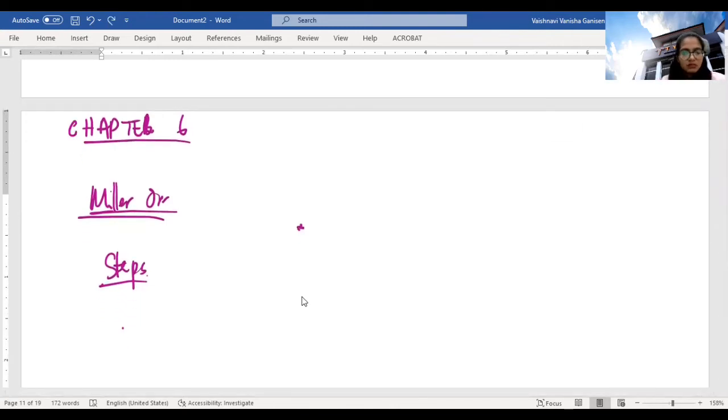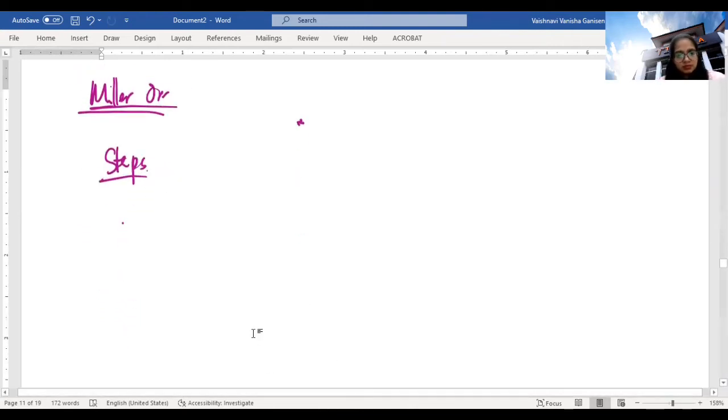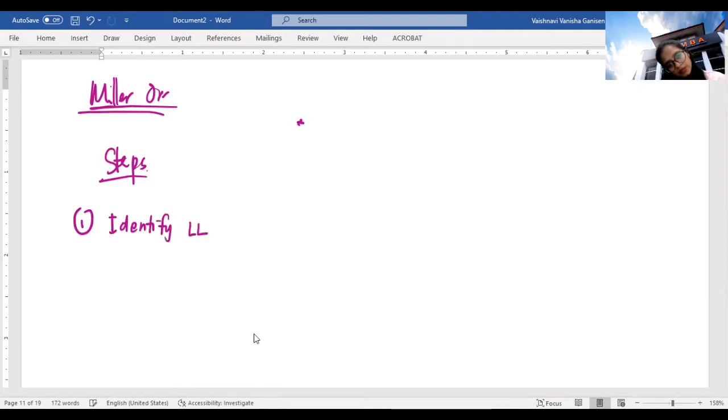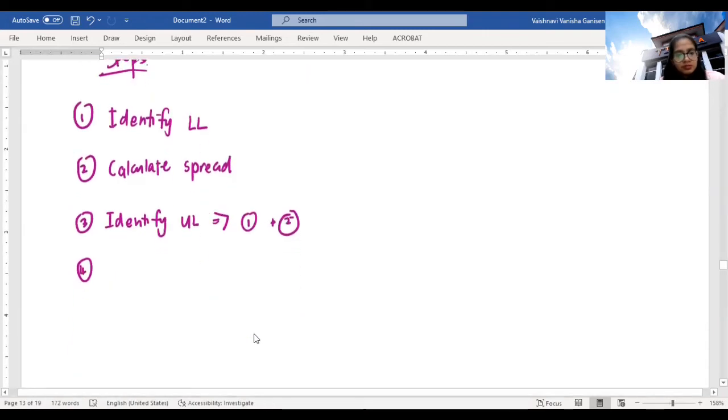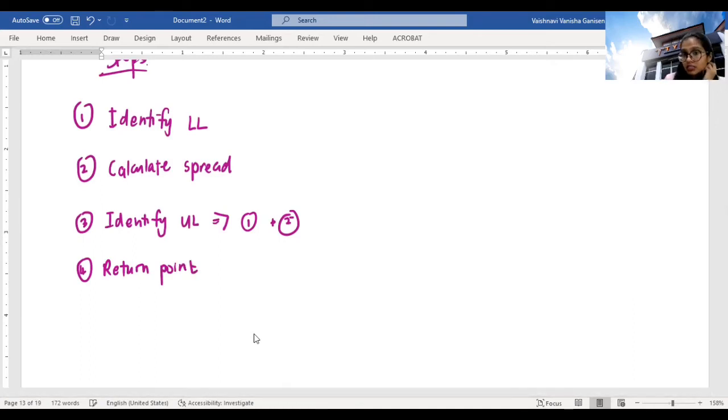So step number 1, identify lower limit. Step number 2, calculate spread. Step number 3, identify upper limit. How you do it is 1 plus 2. Step number 4, return point.